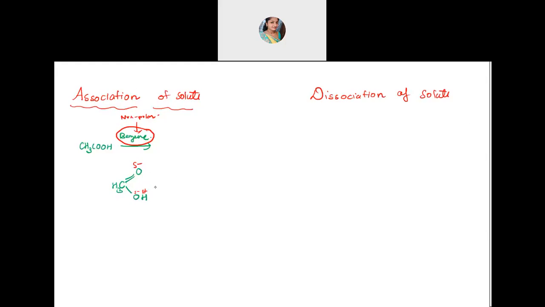Instead, what happens is these acetic acid molecules start forming bonds among themselves. So here I'll take another molecule on the other side: CH3 here, then C here, and then OH on the other side, and this double bond O I am putting on this side. Because when these acetic acid molecules come together, due to their charge separation, this oxygen has a partial negative charge and this hydrogen will have a partial positive charge.